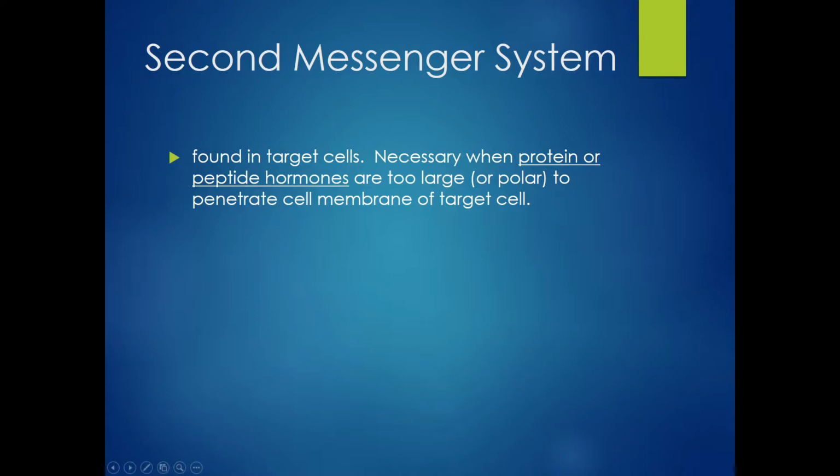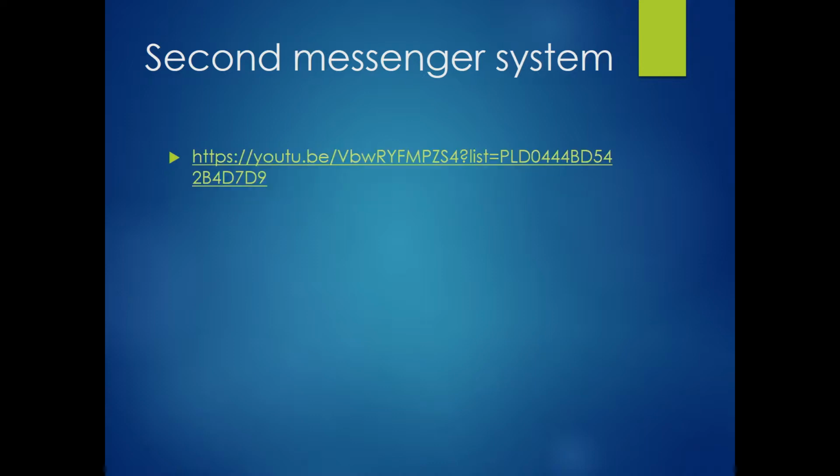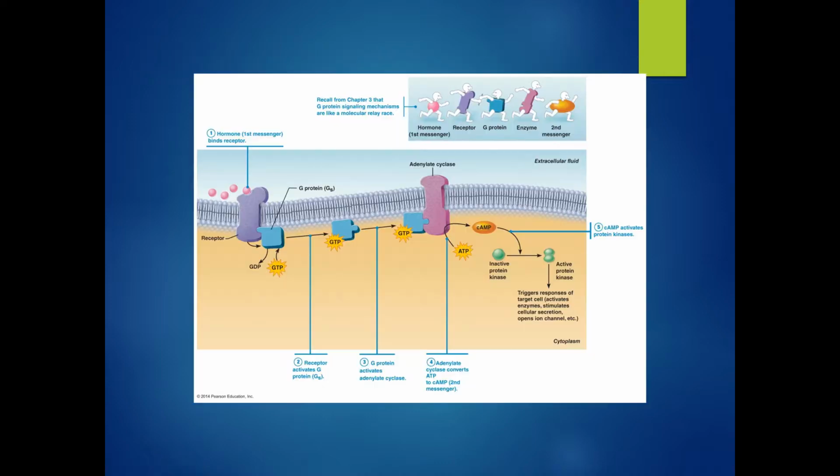So because the protein hormones cannot get through the cell membrane, their receptor needs to be on the cell membrane. Okay, so I'll probably put this in the announcement or somewhere so that you can click on that and take a look at that. So I'll do that later. Okay, so here's a good little image to show how the second messenger system works. So here is the hormone. That's the first messenger. It's going to be tied to a receptor.